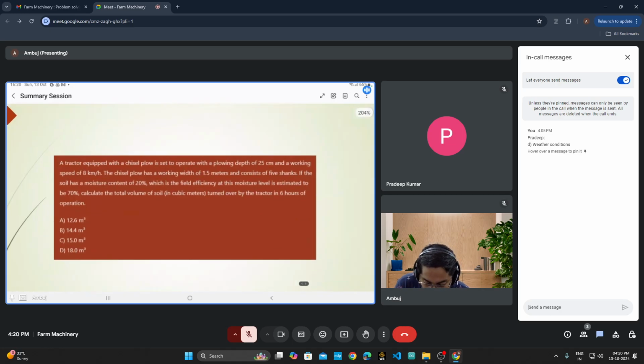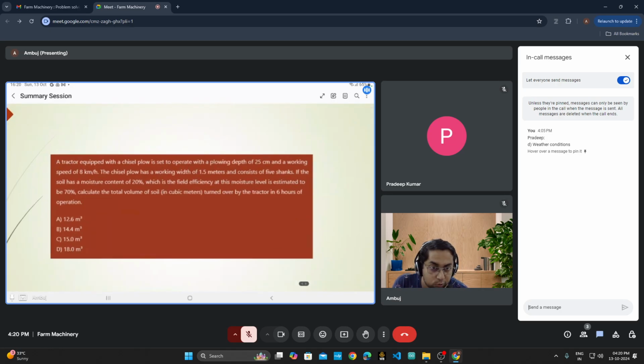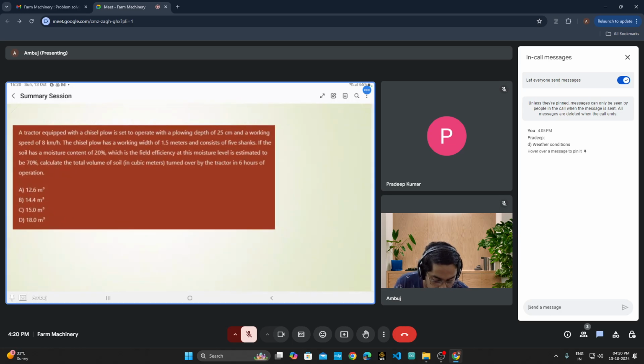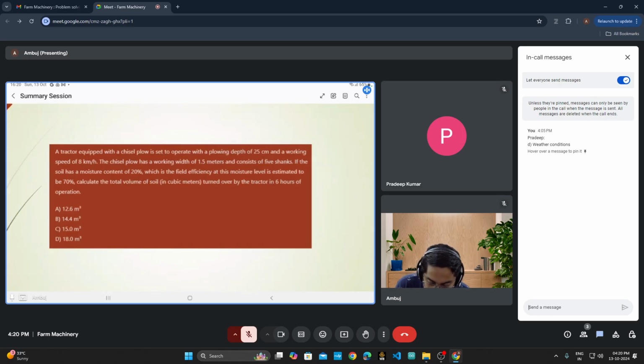Here also, similar to the last question. A tractor equipped with chisel plow is said to operate at a plowing depth of 25 centimeters, working speed of 8 kilometers per hour. Working width is 1.5 meters and it consists of 5 shanks. Soil moisture content is 20%, field efficiency is 70%. What is the total volume of soil turned in 6 hours? Just try to calculate it.